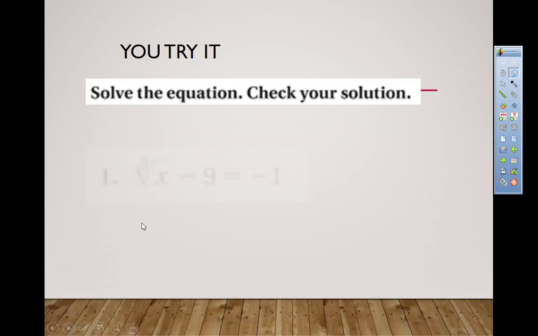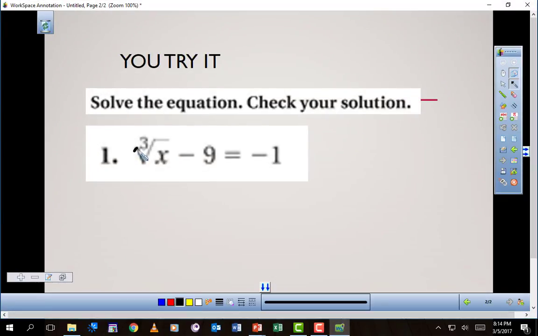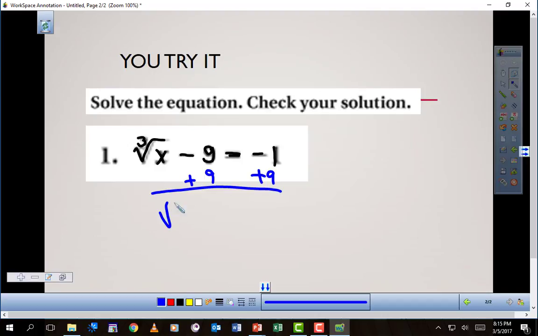Solve the equation, check your solution. Okay. This is a little bit blurry, but there's a cube root here, there's an x here, and then a minus 9. Keep in mind that the minus 9 is not under the cube root. So probably what we should do is move the 9 to the other side of the equal sign by adding 9. I add 9 over here, and I get the cube root.